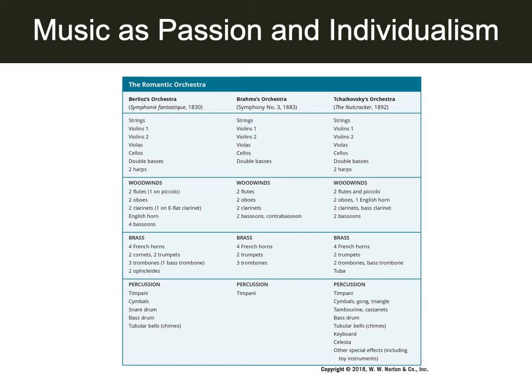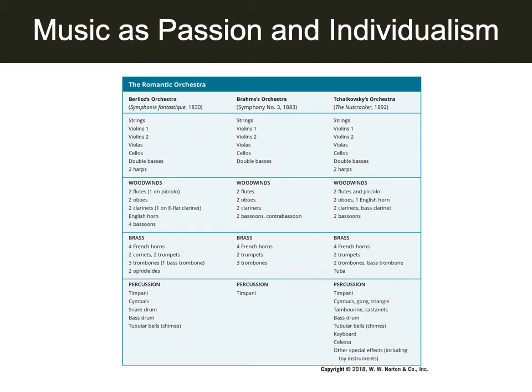Woodwinds: 2 flutes, 2 oboes, 1 on the piccolo, the new piccolo, 2 clarinets, 1 on the E-flat clarinet, an English horn, new, and 4 bassoons. Used to only be 1 bassoon. And the brass: 4 French horns, 2 cornets, 2 trumpets, 3 trombones, and a bass trombone, new instrument, and 2 ophicleides, tubas.